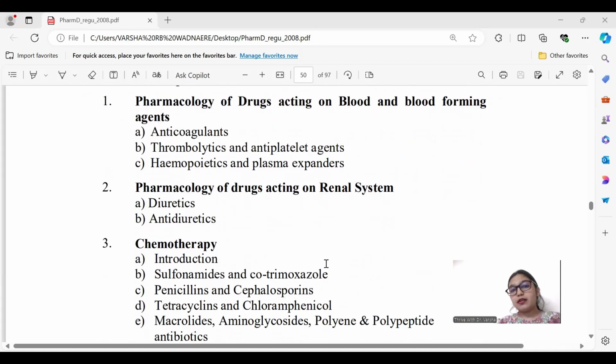Now from this I will tell you, you can expect 2 marks, 5 marks, 10 marks questions from each and every chapter, from each and every section, because you can't prepare like, okay, I'll learn diuretics for 2 marks. No, you can't. You can get that question for 10 marks also. So if you learn it according to 10 marks, then you can write for 5 marks as well as 2 marks.